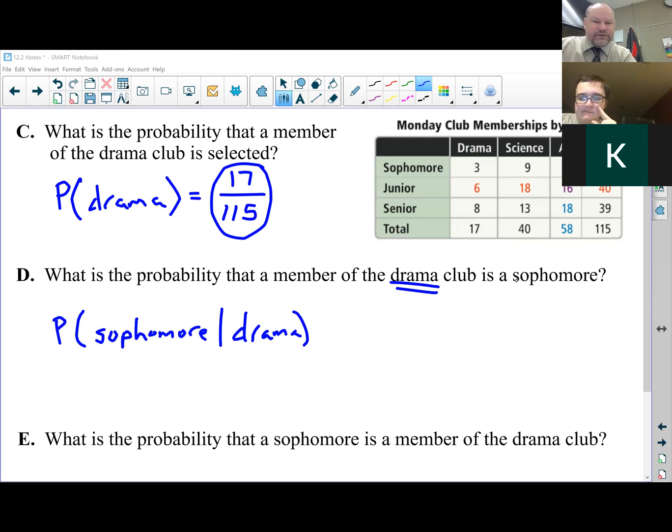Yeah, excellent. So in the chat, I had a few answers. So again, the drama club, we take the total of the number of people in the drama club. And our numerator is the number of sophomores.